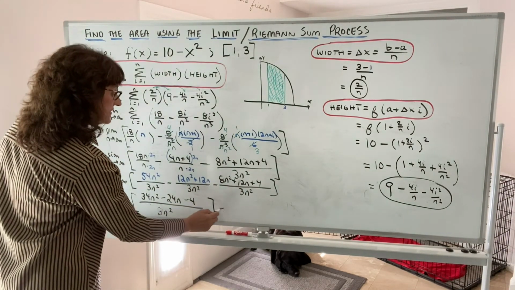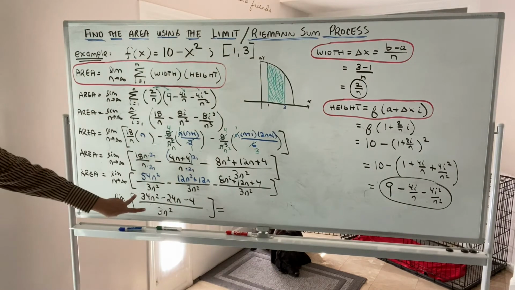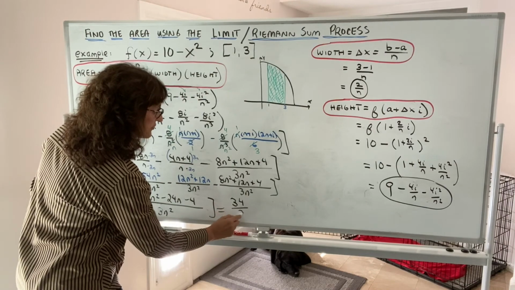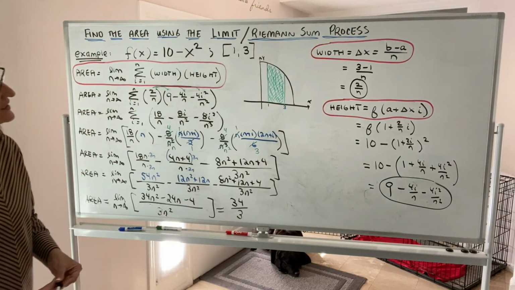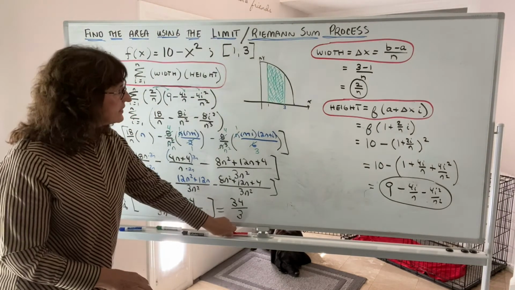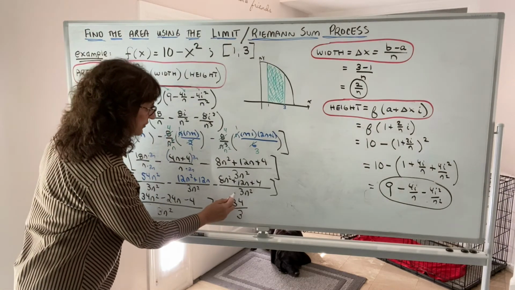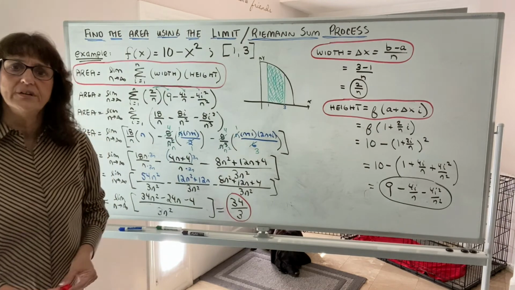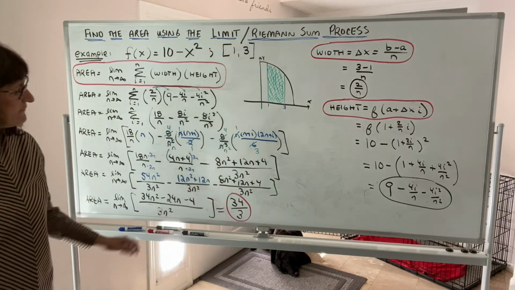Now take the limit to infinity. The powers are the same, so 34 thirds. 34 thirds, that's what the area under this curve is. The area under this curve is 34 thirds. Okay, and that's the exact area of the shaded region. The area is 34 thirds.